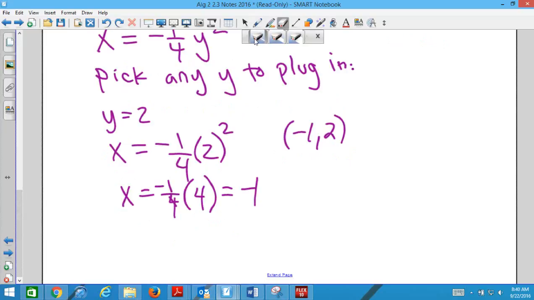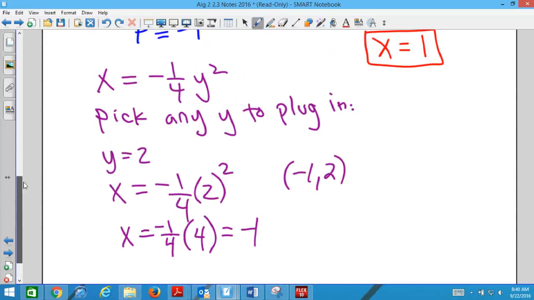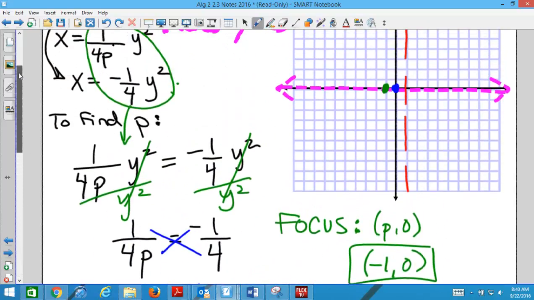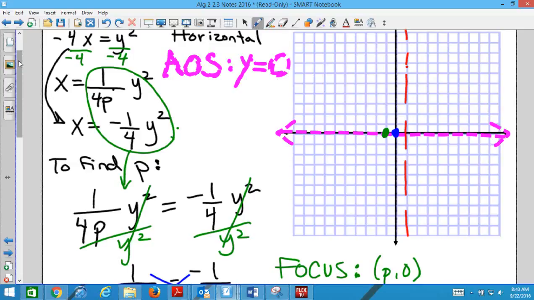So go ahead and plot that point. And if I plot that point, yes, perfect. If I plot that point, what was that point? It was (-1, 2). Then I also have a mirror point.